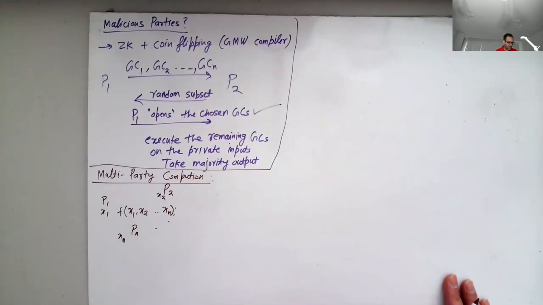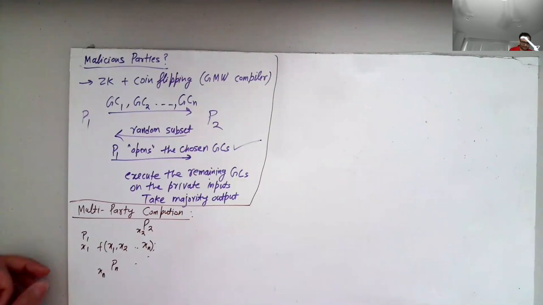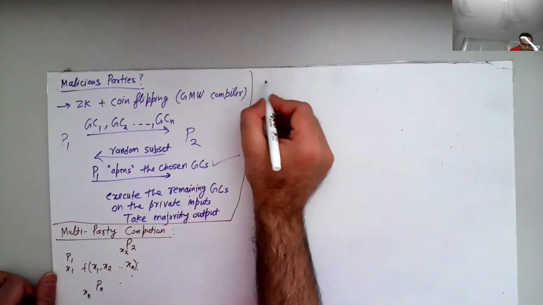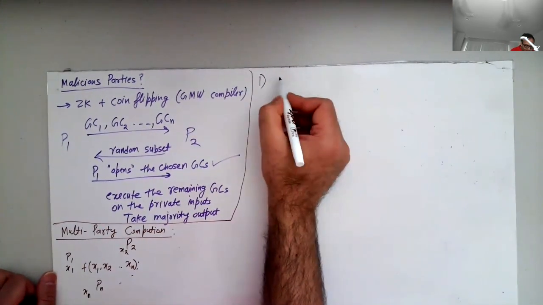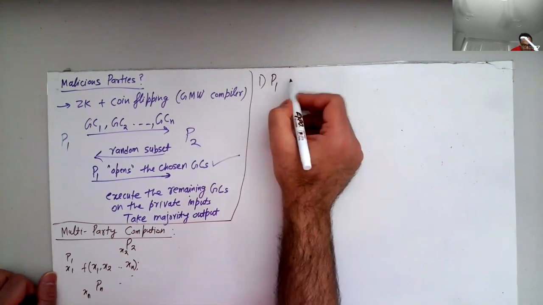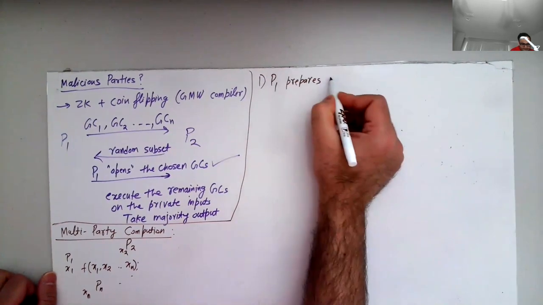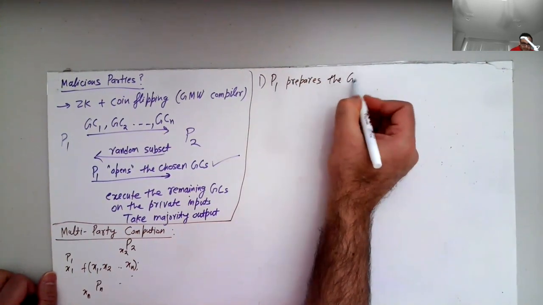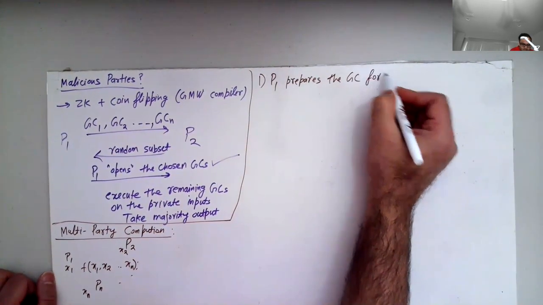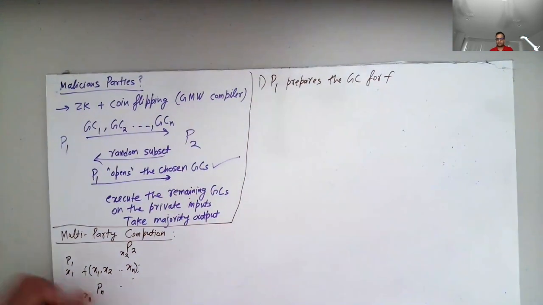And here is the high level idea. So as the first step, P1 prepares the garbled circuit for the function, or for the circuit F.